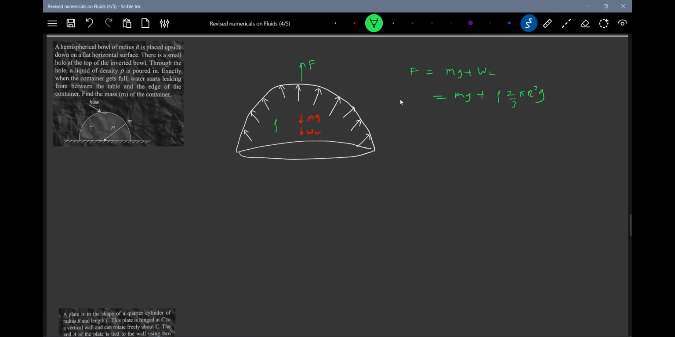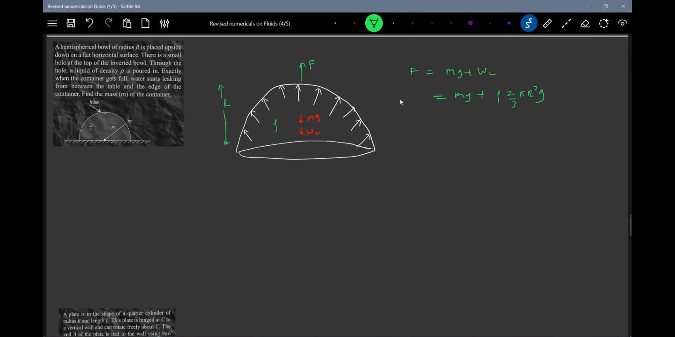Now, what is this F? Find the mass of the container. What is this F? The force exerted by the water on the bowl, by the horizontal surface on the bowl, that one. So we know this is R. So how to calculate this force? The liquid will exert force on the surface. In turn, the surface will exert force on the water.